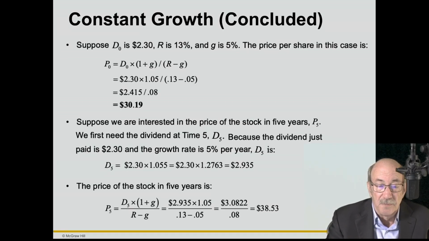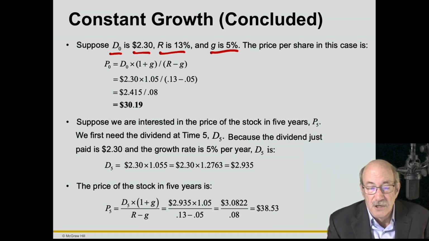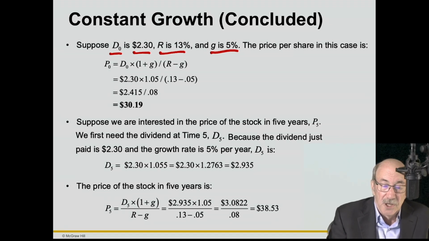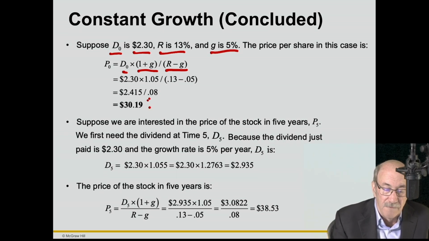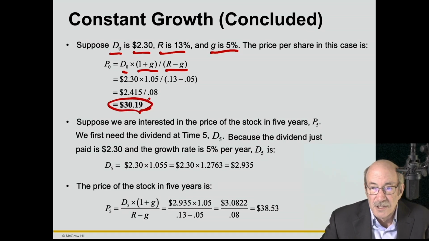In this example, suppose that we have a dividend that just got paid of $2.30. That D0 just happened an instant ago. The required rate of return we've calculated using CAPM, and we get that it's 13%, and we've estimated that this dividend is going to grow at 5% every year. So now we have some numbers to plug in here. We can plug in D0 is 2.30, 1 plus G would be 1.05, and then 0.13 minus 0.05 is the denominator. And when we do the math, we come up with a value of $30.19.